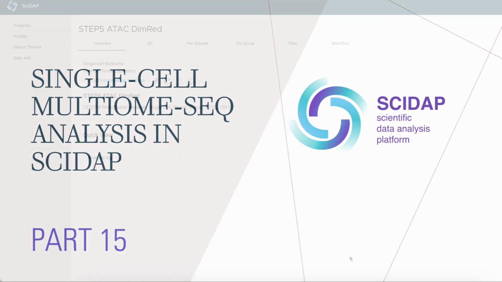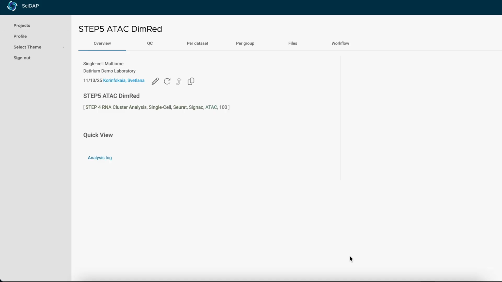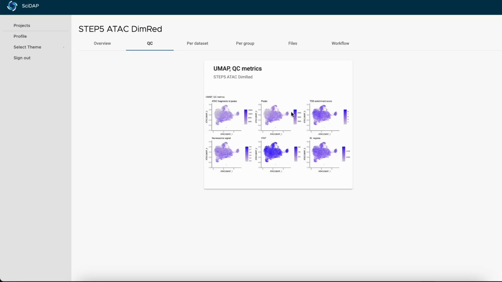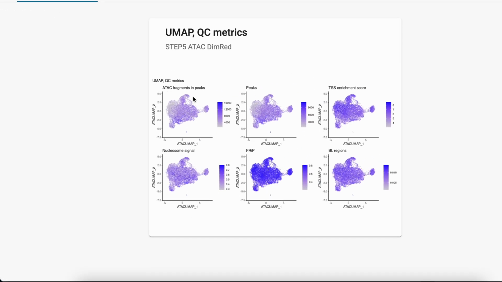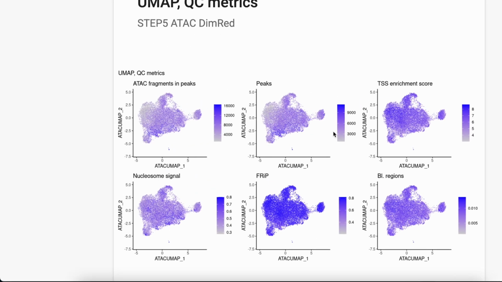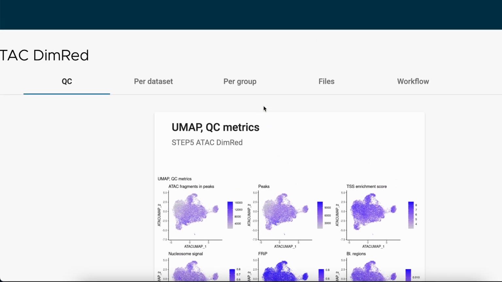In the previous video, we started ATAC-Seq Dimensionality Reduction analysis, so let's quickly review what we have here. In the QC tab, we see the basic QC metrics. Here on these UMAPs: ATAC fragments in peaks, the peaks themselves, transcription start site enrichment score, nucleosomal signal, fraction of reads in peaks, and blacklist regions. We see that everything is uniformly spread, more or less.